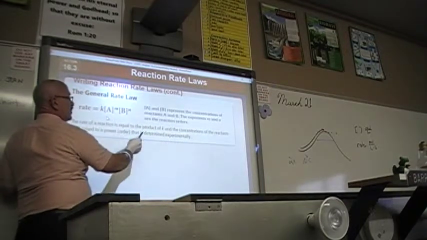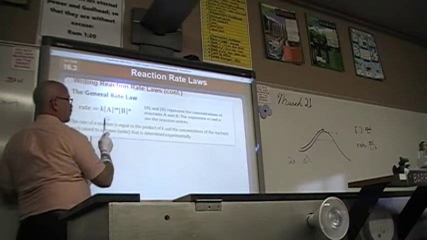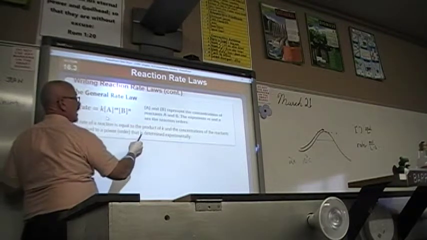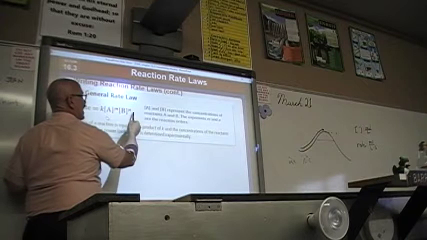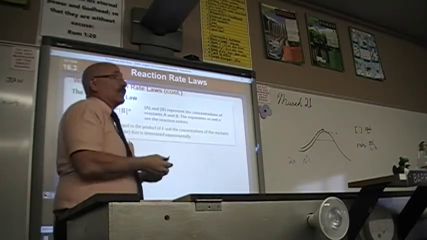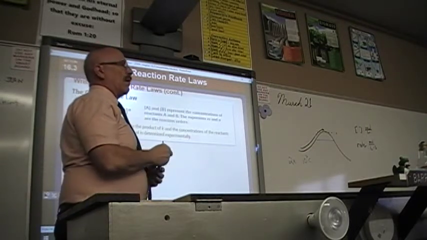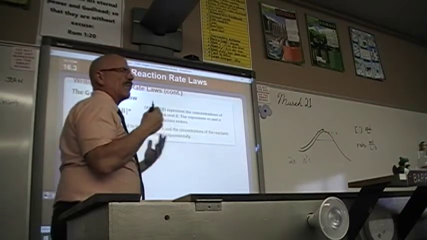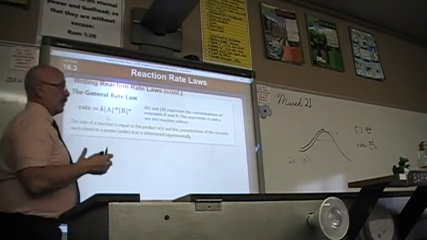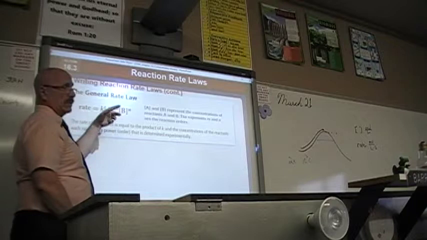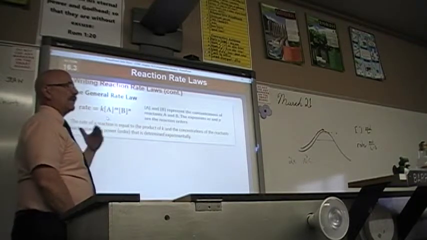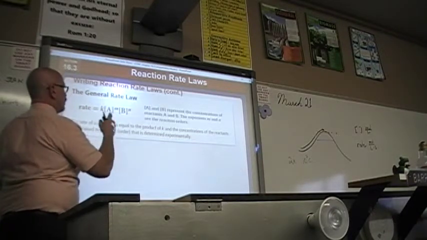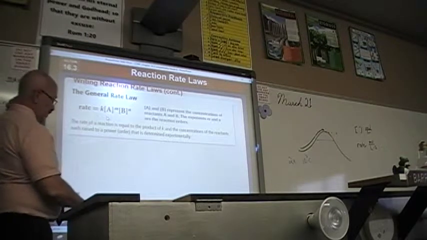The exponents are the rate orders. The rate of reaction is equal to the product of k and the concentration of reactants, each raised to a power that is determined experimentally. The m and the n are experimental. There is no rule of thumb. There is no law. It doesn't come from the balanced chemical reaction, although a lot of people try to put them in there based on the coefficients. They get confused with something else, which we'll talk about in a few minutes.